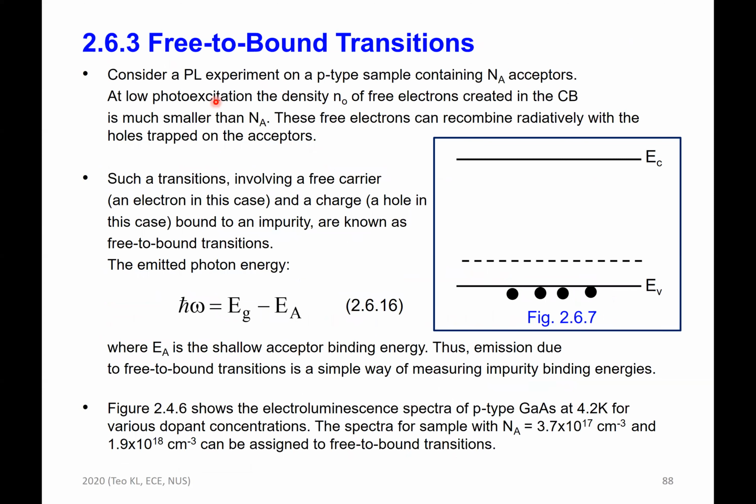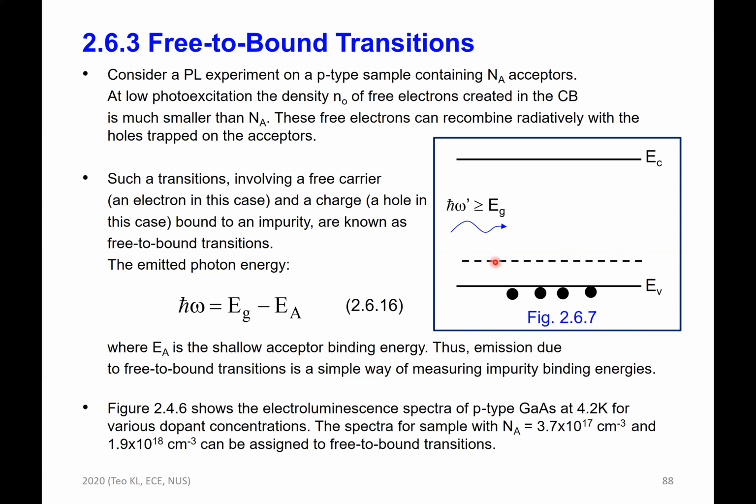Next, another type of transition is known as the free to bound transition. Let us look at one example. Let us consider a photoluminescence experiment on a p-type semiconductor sample, basically containing Na acceptor. The concentration of the acceptor is Na. So at low photo excitation, the incoming photon energy is low, and therefore the density of free electrons that you created in the conduction band, because you are exciting the electron into the conduction band, is much smaller than the acceptor density.